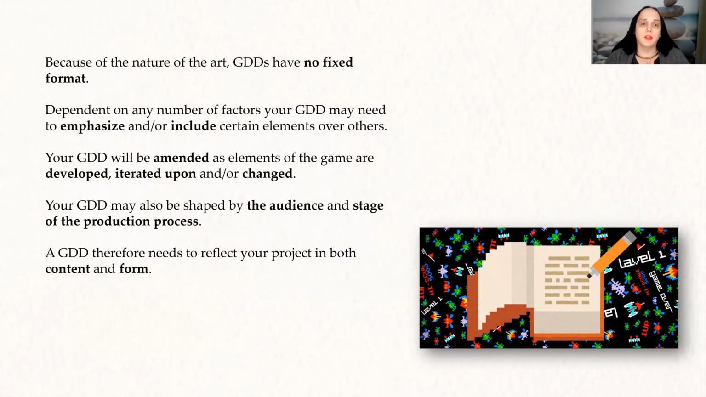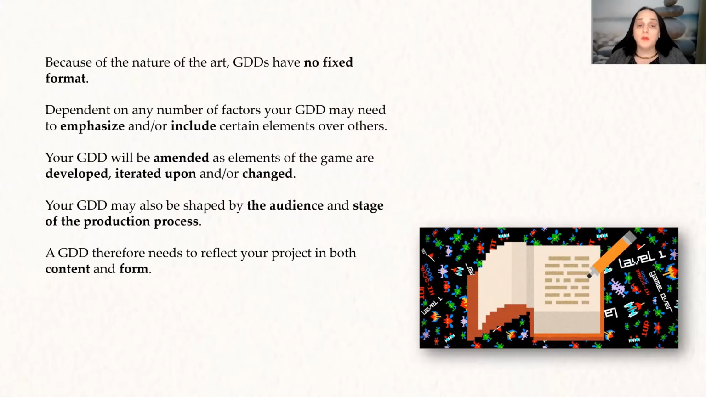So, as I mentioned earlier, a game design document has no fixed format because of the nature of the art itself. It is dependent, therefore, on a number of factors, and you may need to emphasize and include certain elements over others depending on the nature of your design. Your game design document, as I've mentioned, will be amended as elements of the games are developed, iterated upon, and changed. And as such, your game design document is always going to be fluid and changeable as you go along.